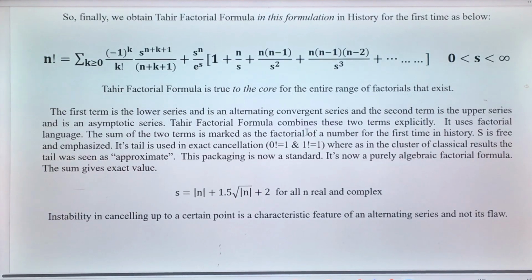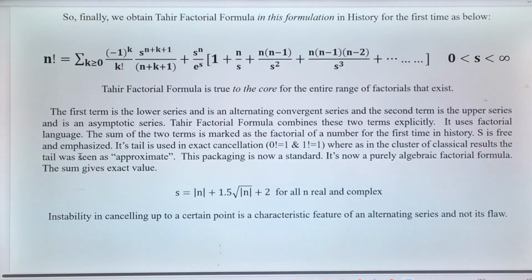Tahir Factorial Formula combines these two terms explicitly. Well, it's only my formula that combines these two terms. No one has ever combined these two terms together. They could not think of this thing like that. So it uses factorial language, no gamma function, just factorial language. The sum of the two terms is marked as the factorial of the number n for the first time in history.